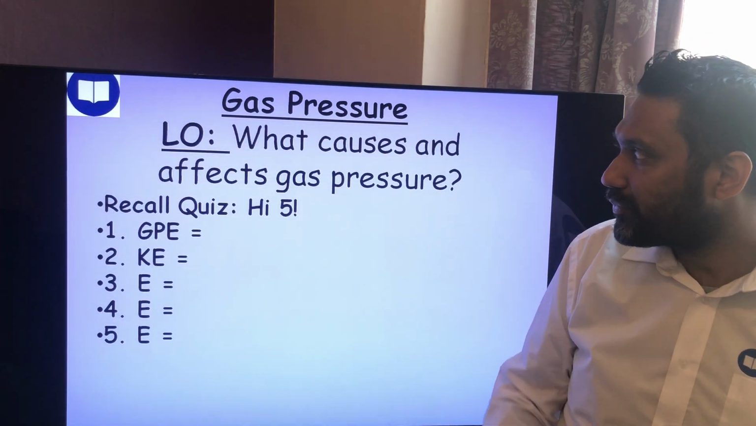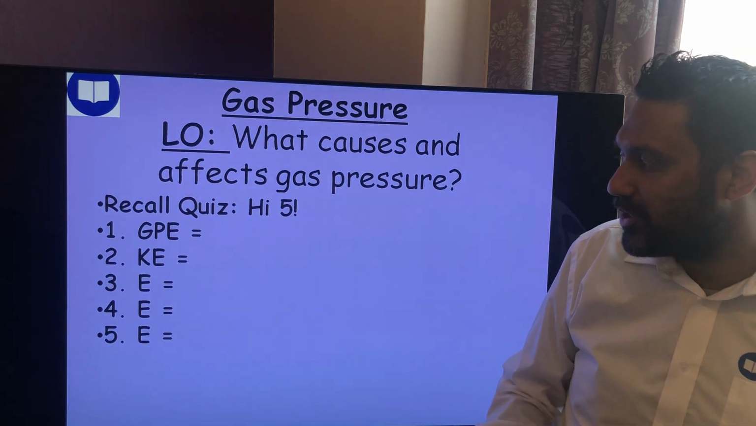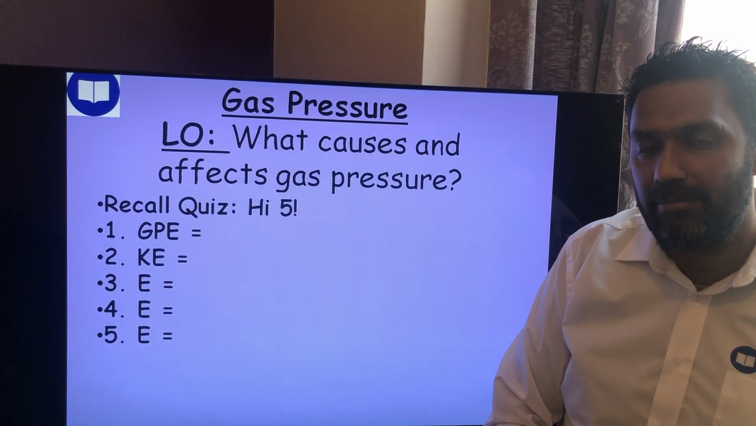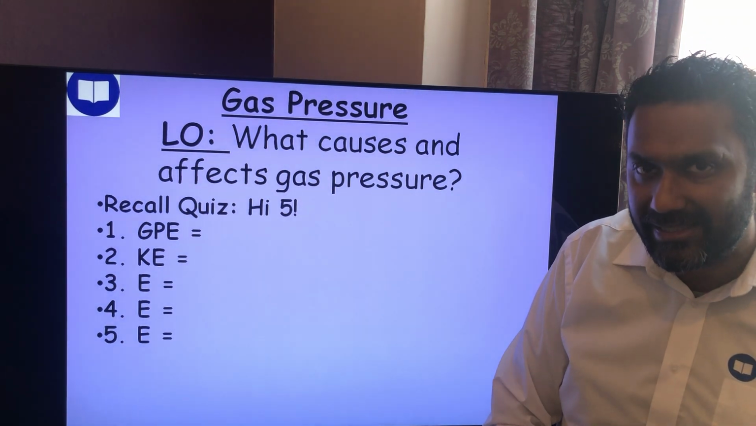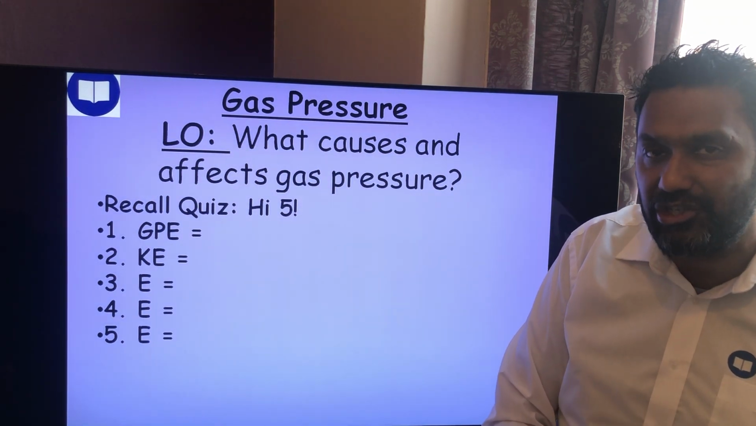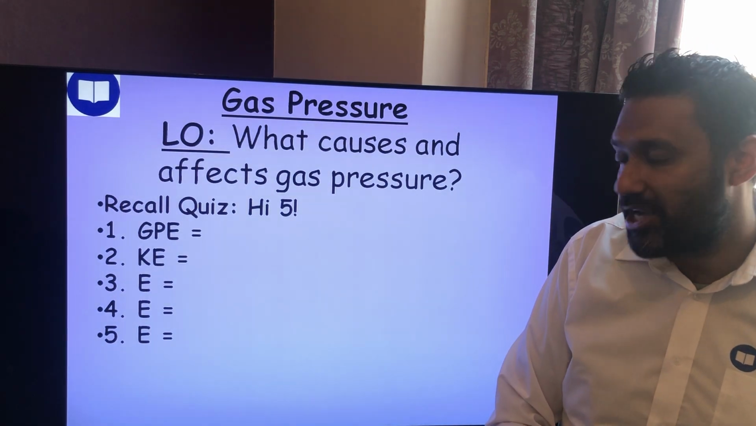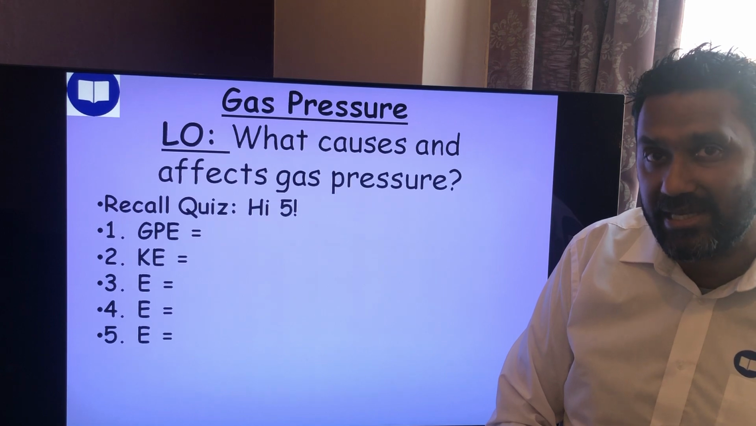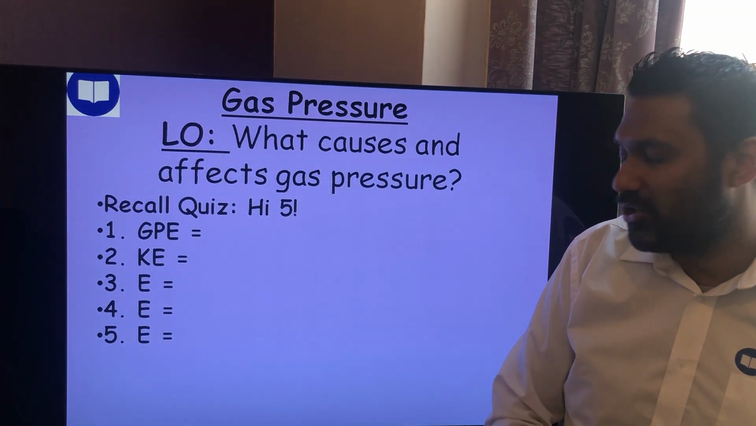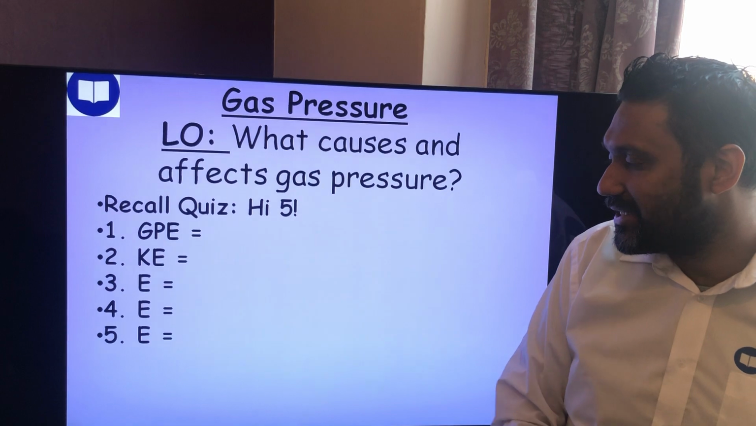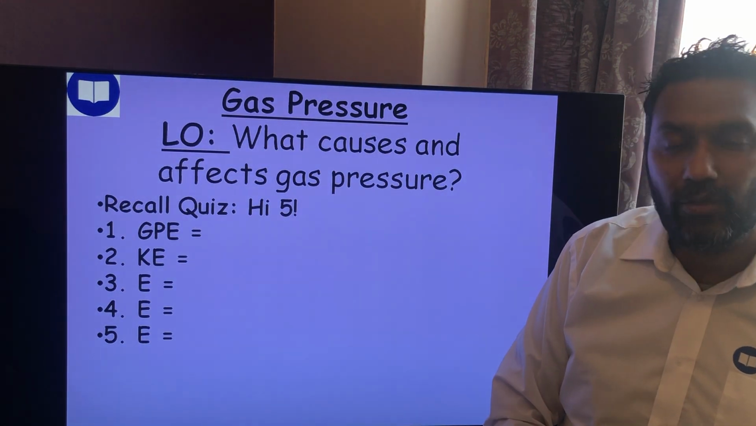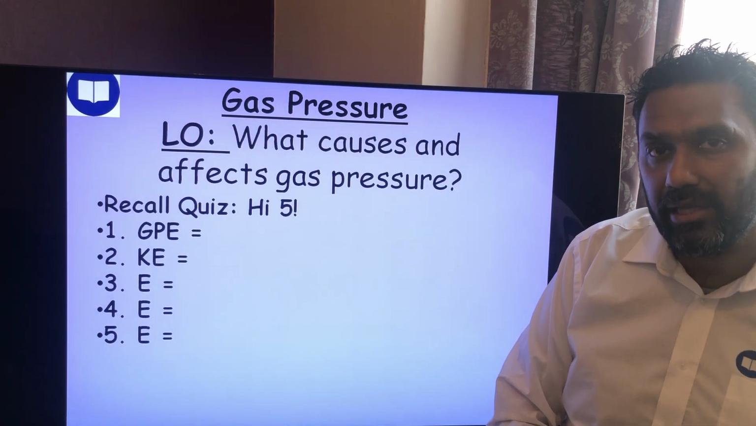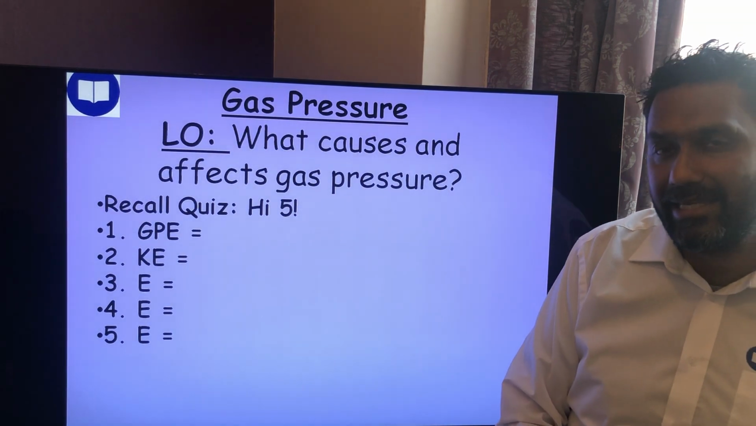And from looking at the energy within particles, E equals mcθ. E equals m for mass, c for specific heat capacity, times theta, which is the change in temperature. So change in energy, ΔE equals mcΔθ. And the last one, E equals mass times latent heat: E equals mL.